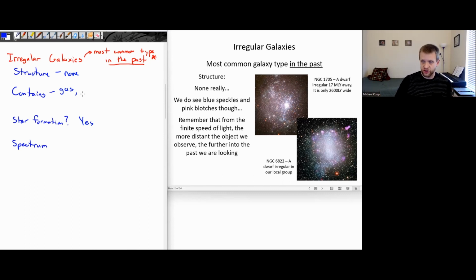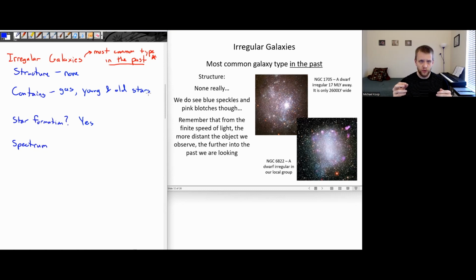Since there's star formation, we're going to have both young and old stars. But again, it's not really in that much of an ordered setup. We just have kind of this weird distribution. Again, talking about the most common type in the past, it's important to remember, and we're going to go into this in more detail, we've talked about it briefly in previous sessions.